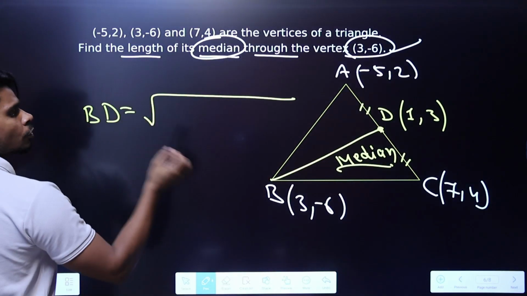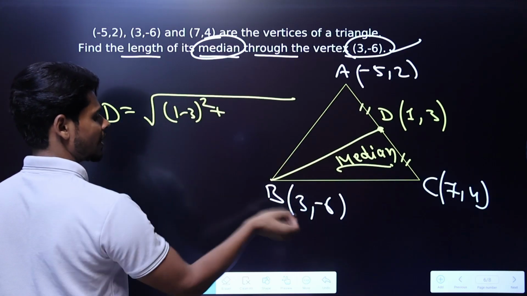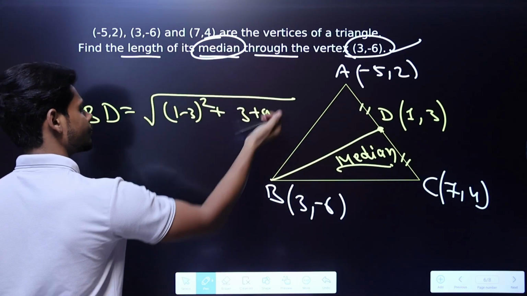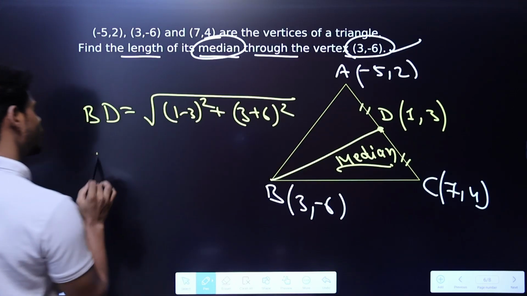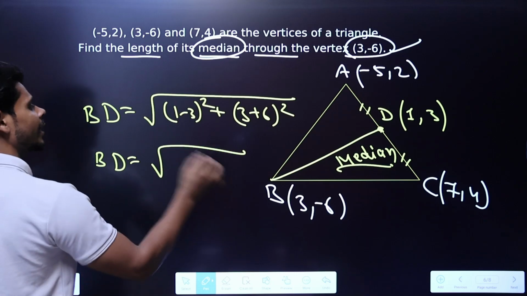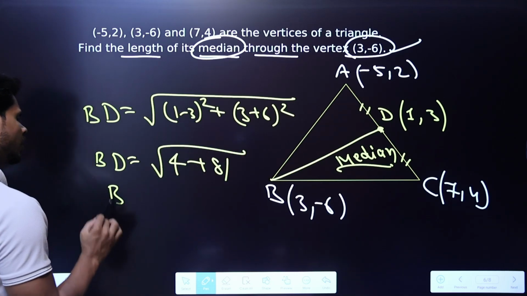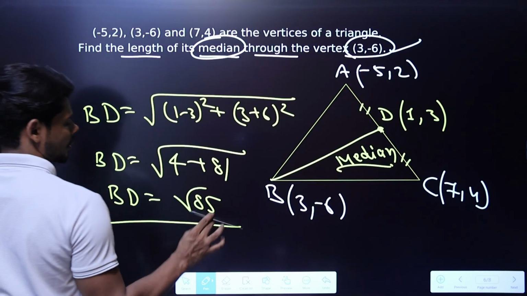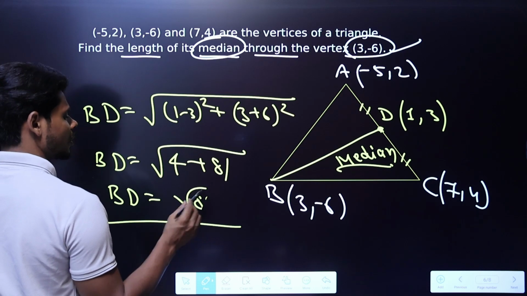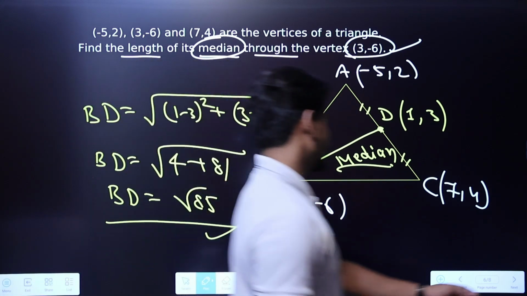Now because I know the coordinates of B and D, I just need to apply the distance formula. So x2 minus x1, 1 minus 3 to the whole square, then plus 3 minus 6, so 3 plus 6 will become 9. So BD will be equal to the root of negative 2 square is 4, then plus 9 square is 81. So under root 85. Yes, 85. 81 plus 4, 85. Got it? Next.